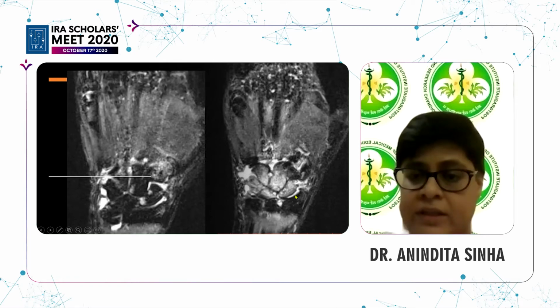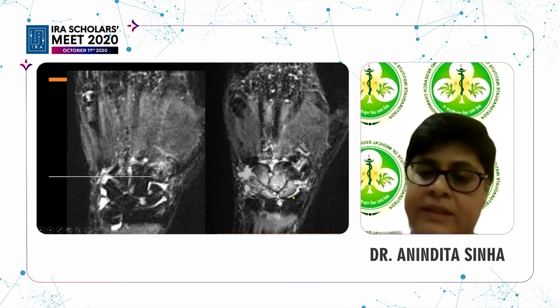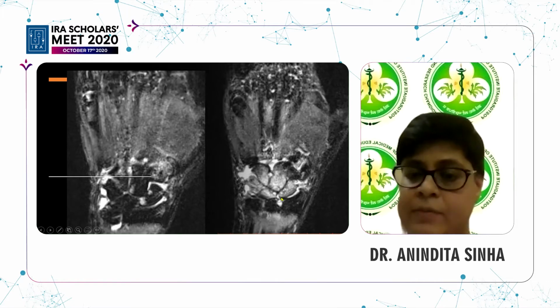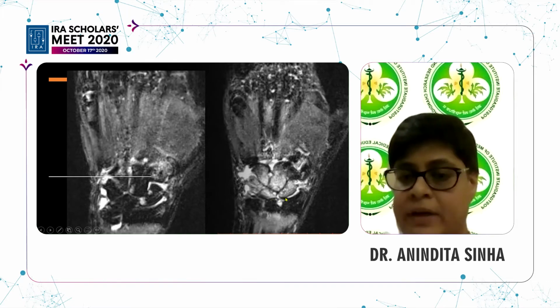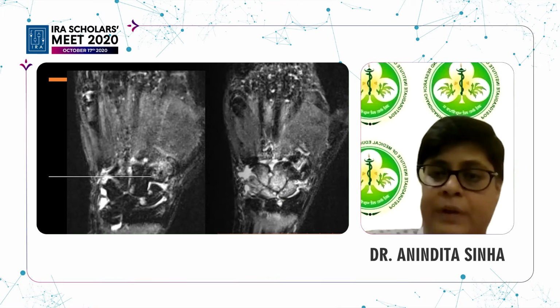And here, if you can see, there is a hypointense cortical line. Adjacent to it is a very thin intermediate signal intensity line. This is actually the articular cartilage, and this articular cartilage is absent over here. So you can see that there's already been a destruction of the articular cartilage, and these are very, very subtle findings. This has to be picked up.